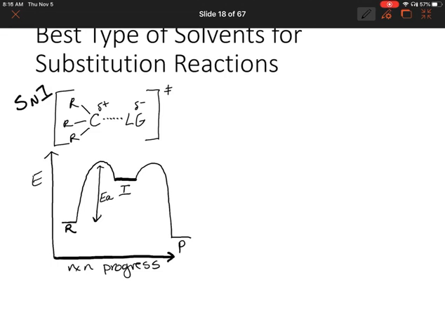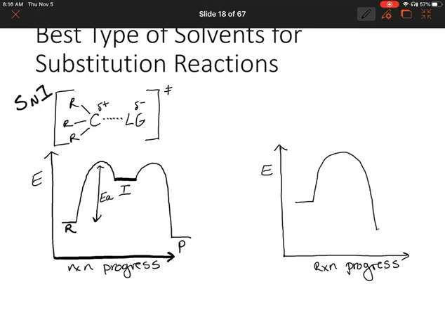Now let's look at a reaction coordinate diagram for SN2. So remember, in an SN2 reaction, we only have one step. We go from reactants to products, and we don't have any intermediates. All right, so let's see what the activation energy is, or the transition state. Let's see what the transition state is for an SN2 reaction.